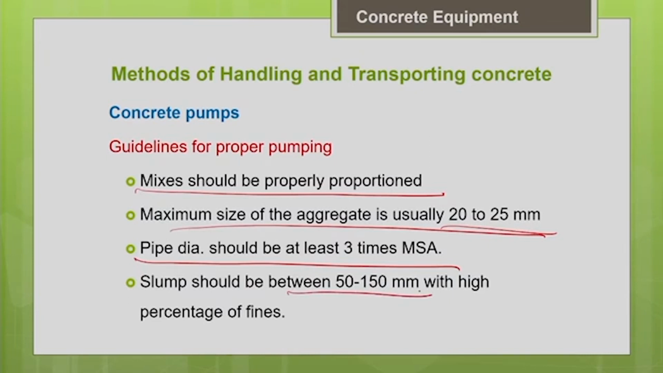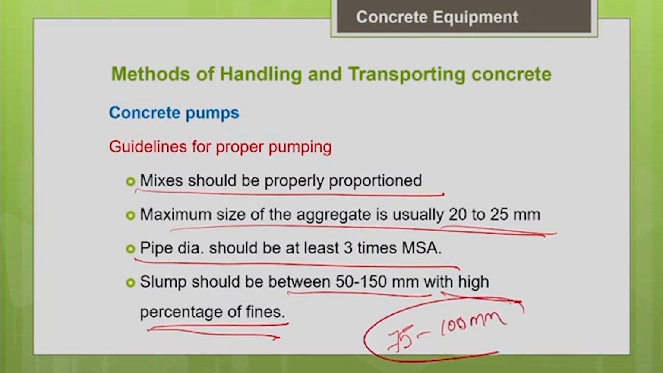We generally use a higher percentage of fines so that the mix will be more cohesive. The paste content will be more cohesive and it will flow easily through the pipelines. To facilitate that, we use a high percentage of fines for pumpable concrete. All these things should be taken into account when you do the mix proportioning itself. As per our IS code, at least 75 to 100 mm slump is needed for pumpable concrete.